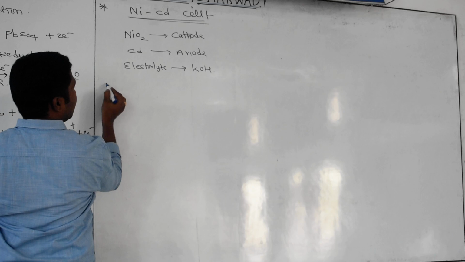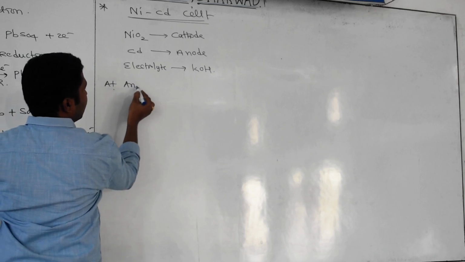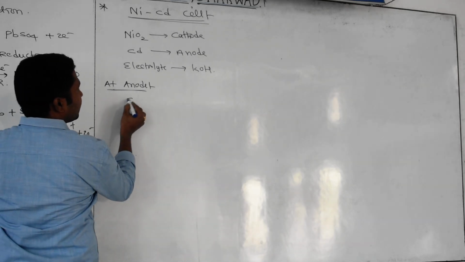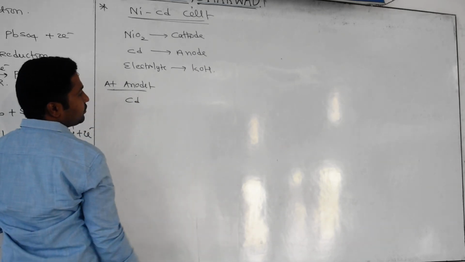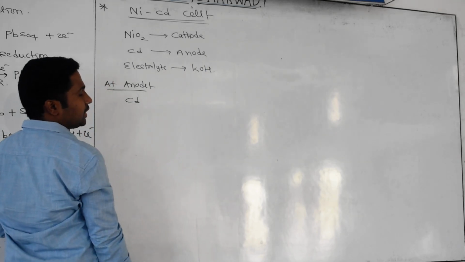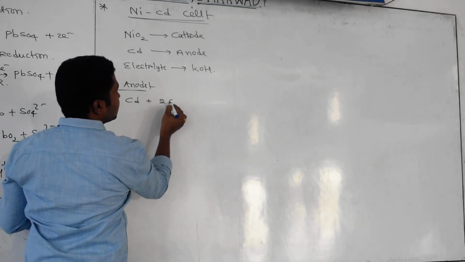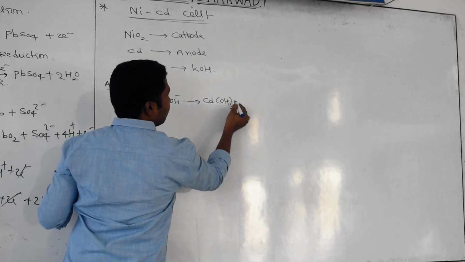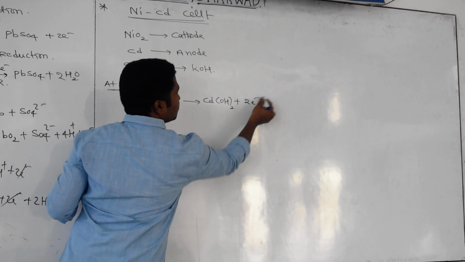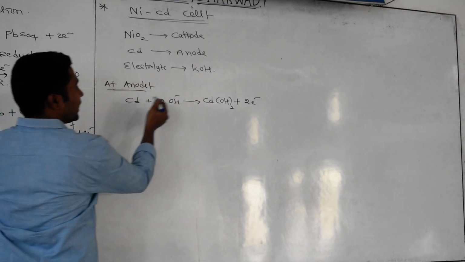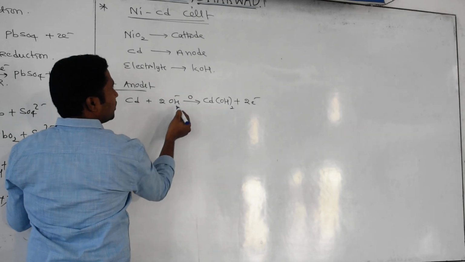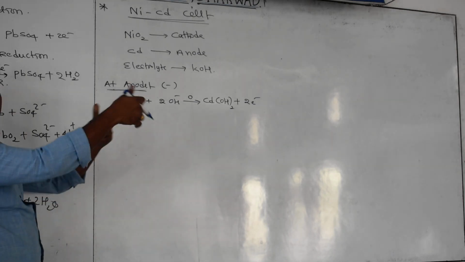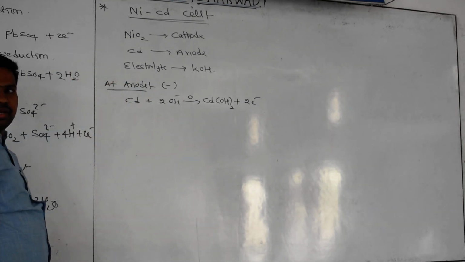Then what happens at the anode? At the anode, that is at the cadmium plate, what happens? The cadmium plate will be in contact with KOH. From KOH, OH minus is coming. Two OH minus particles combine with cadmium, and we get cadmium hydroxide plus two electrons. So at cadmium, oxidation will be going on. Then the anode plate gets which charge? Negative. The liberated electrons stick on the cadmium plate, making it the negative terminal.